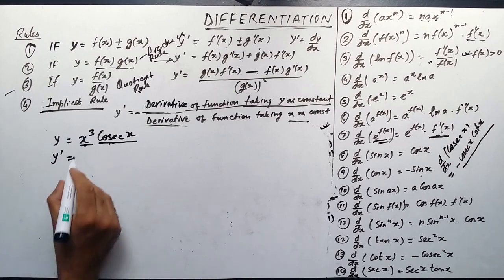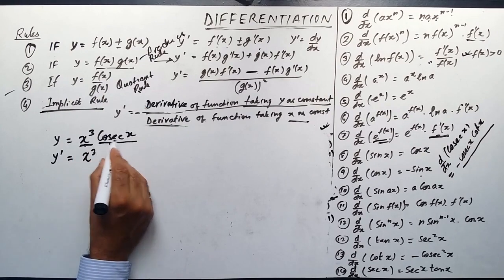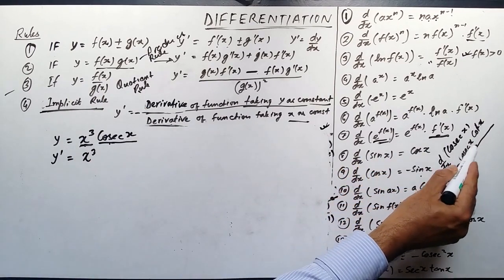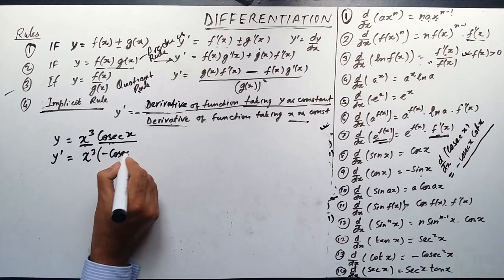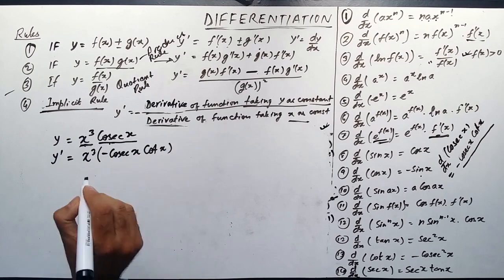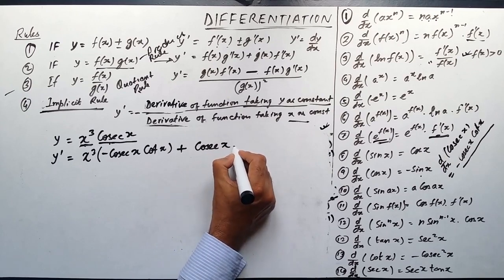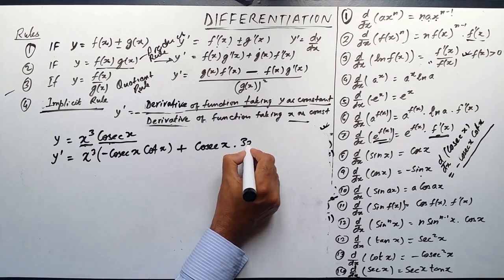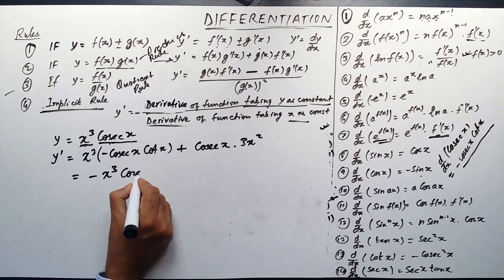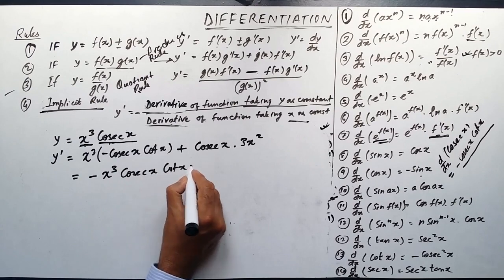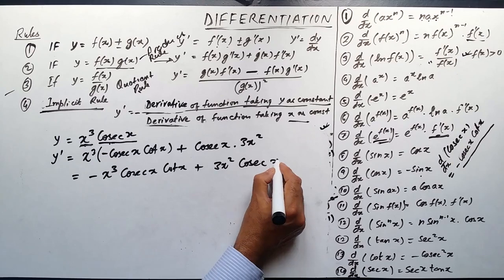this function will be equal to, applying the product rule, we take the first function. That means it is x cubed, and the derivative of cosec x, which we get from here, is minus cosec x cot x. Then plus the second function into the derivative of x cubed, which is 3x squared. So this becomes minus x cubed cosec x cot x plus 3x squared cosec x.